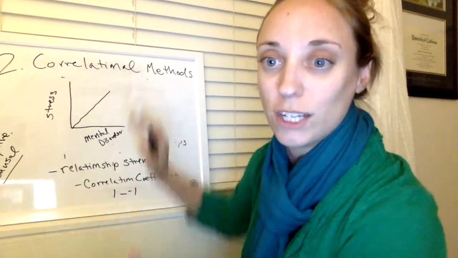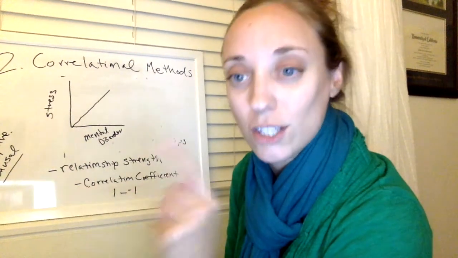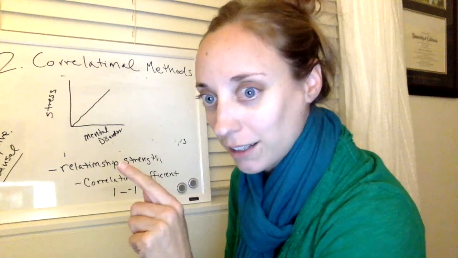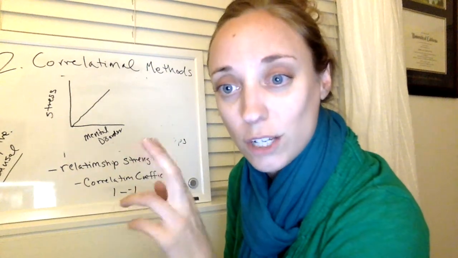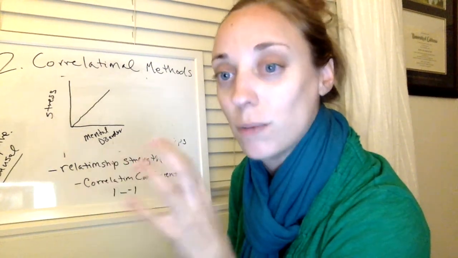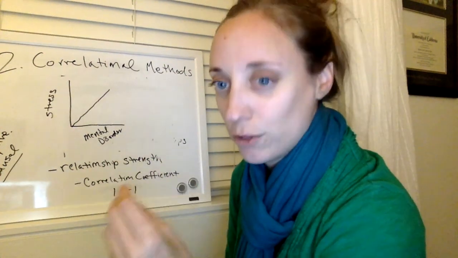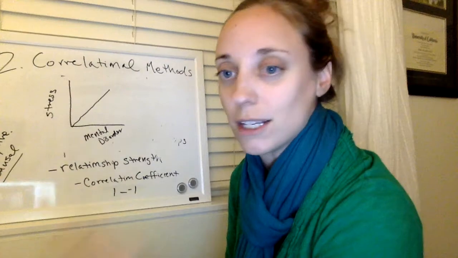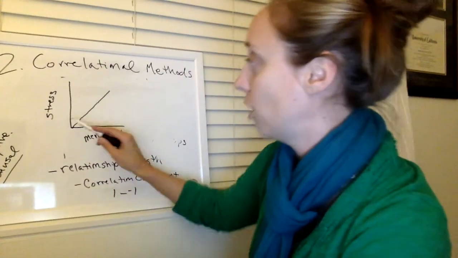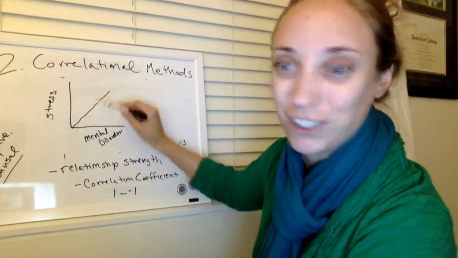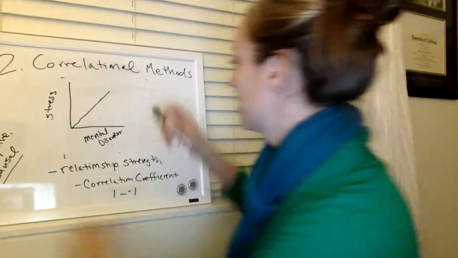Now, again, correlation is not saying that stress causes mental disorders. It is simply saying that those two things are associated together, that there's a relationship, that there is a positive relationship. Now, another thing you can look at with correlational methods is the strength of relationship, how strong this correlation is. Now, I drew a pretty nice, perfect linear line here, but it could instead look very different.